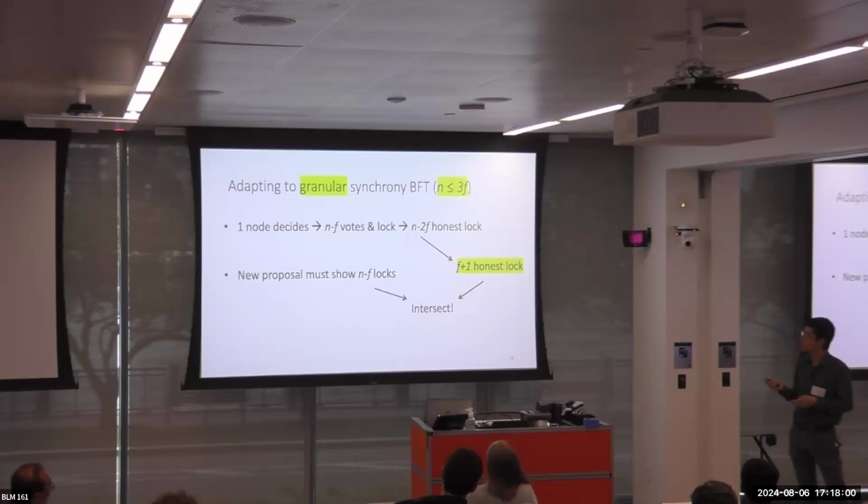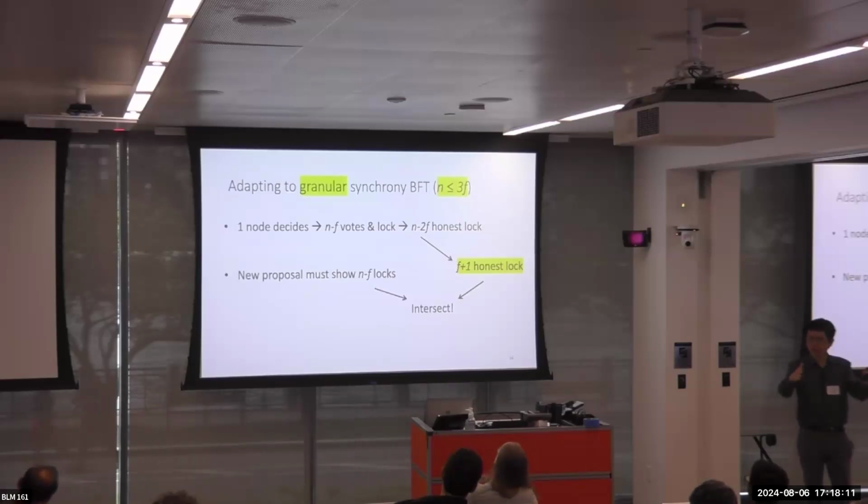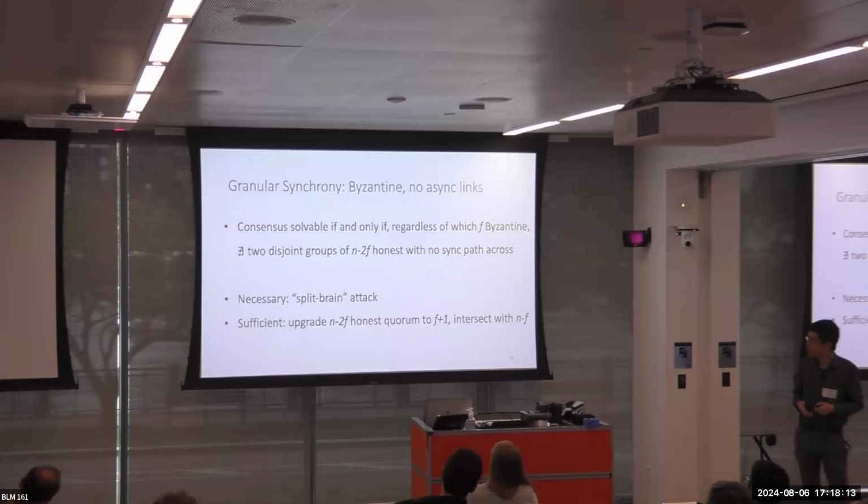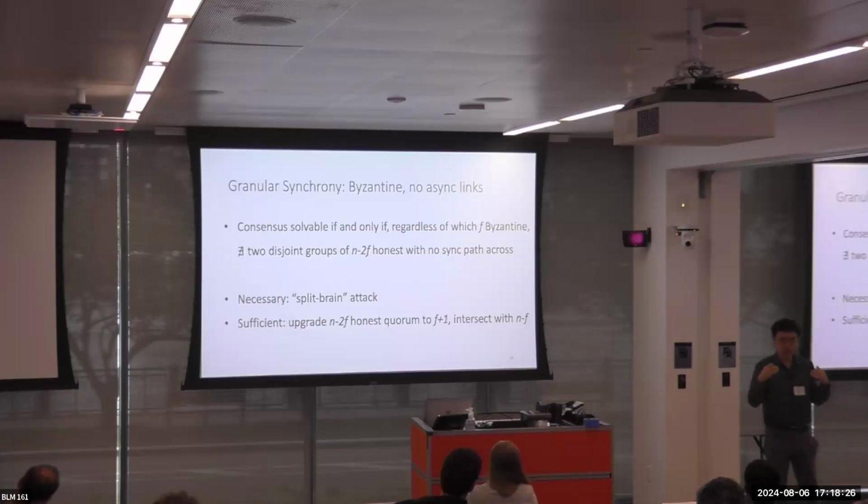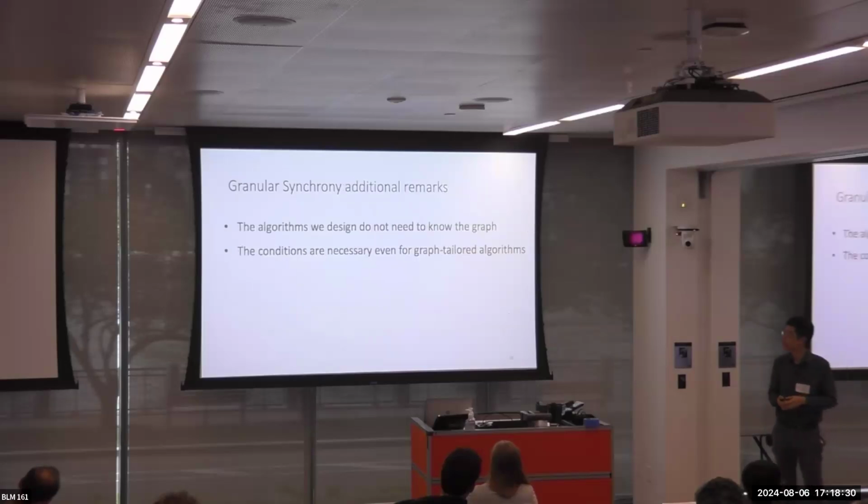Any n minus 2f of its nodes are synchronously connected to f plus 1 nodes. So you just give them a little more time, they will propagate their locks to a larger group, right? And that larger group intersects with n minus f. Okay, right? That's basically how we're going to design our algorithms. There are many steps that we need to make sure this intersection happens. That's always what we do.